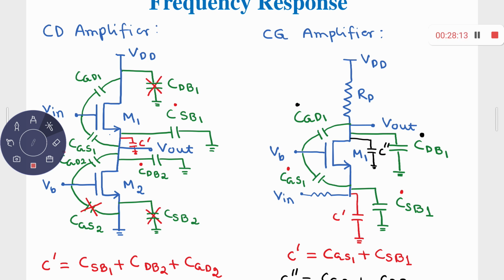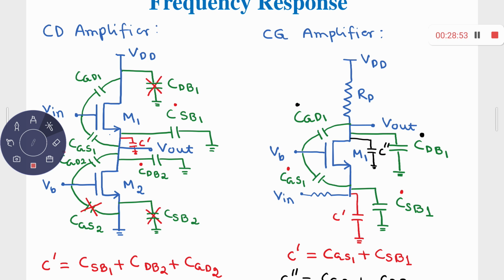Okay. And finally, you have a common gate amplifier. As you understand, the input is applied at the source terminal. This is the input signal which is applied at the source terminal through some resistance over here. And for the sake of simplicity, we have considered only one discrete resistor in the form of, say, RD. Then, since you have this particular MOS, you have to consider 4 different capacitors. One is CGS1, second one is CGD1, then you have the CDB1, and finally CSB1. Okay?